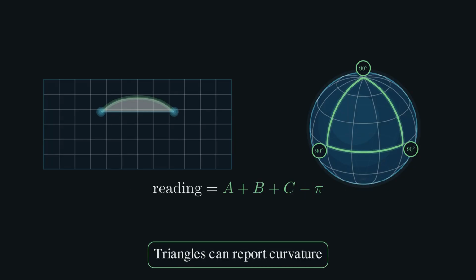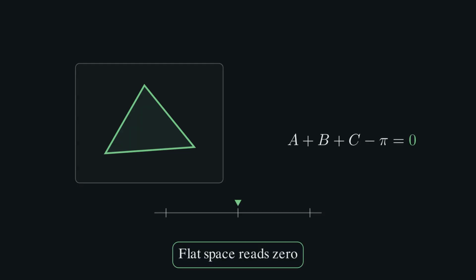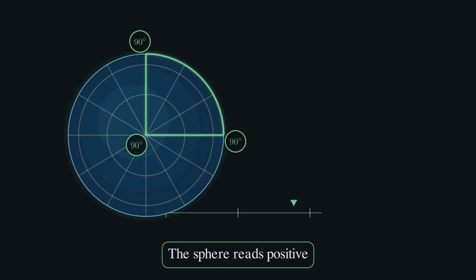That suggests a portable instrument. Instead of trusting the picture, let a geodesic triangle report the curvature through its angle error. Place the same meter on a plane. Every geodesic triangle totals pi radians, so angle sum minus pi reads exactly 0. Move it onto the sphere. The familiar triangle totals more than pi, so the signed angle error becomes positive.